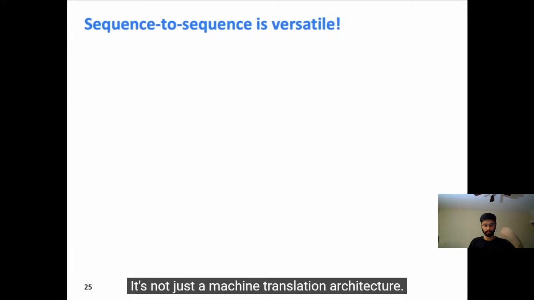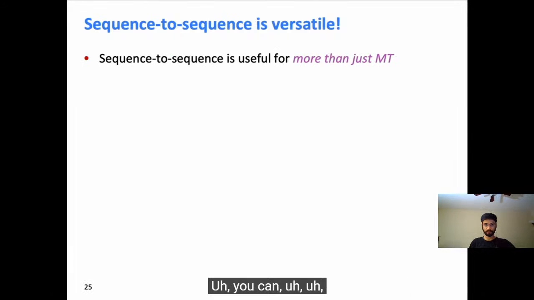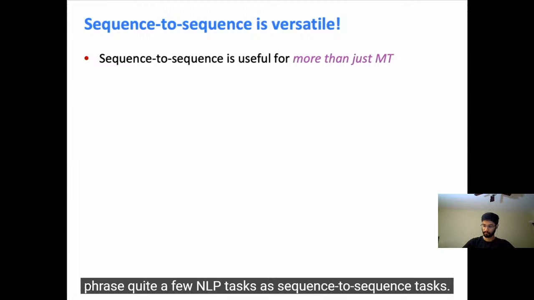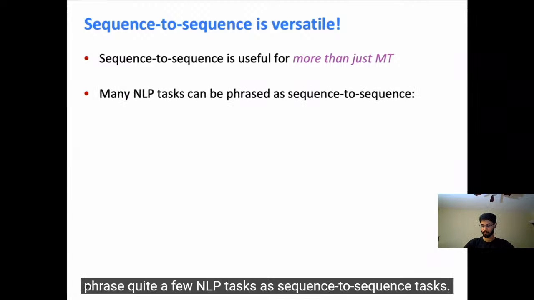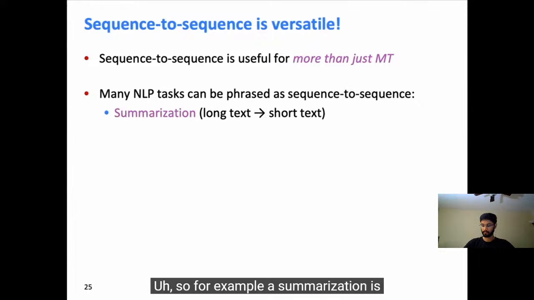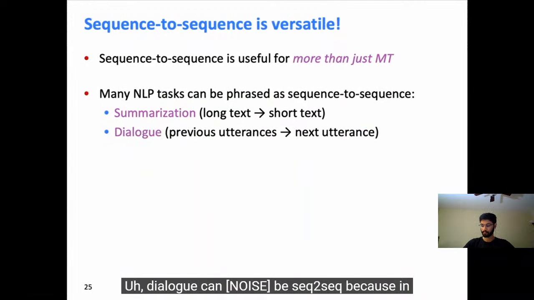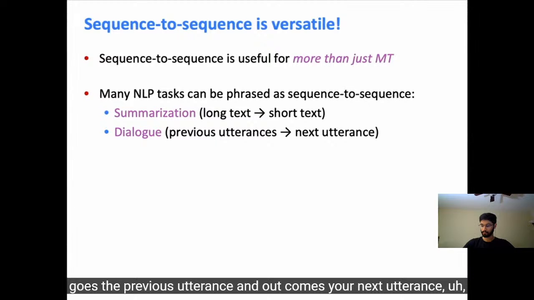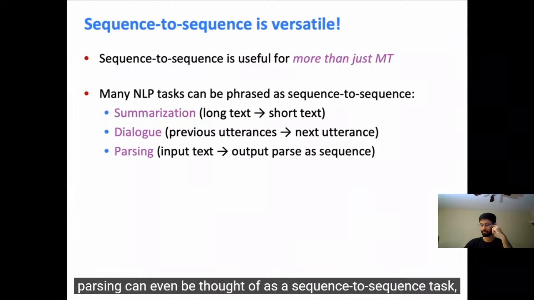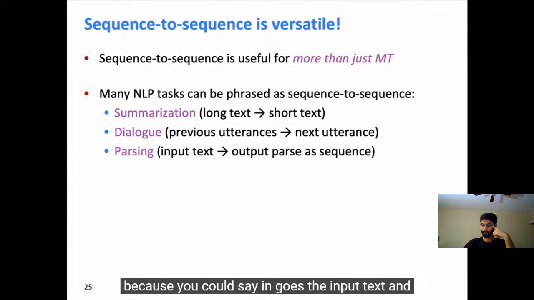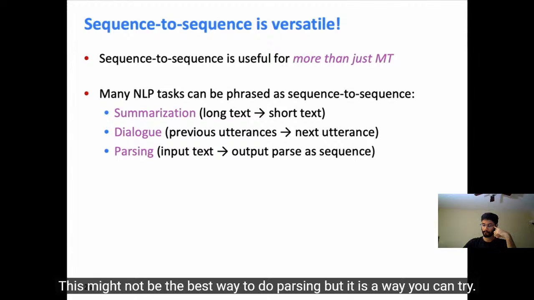It's not just a machine translation architecture. You can phrase quite a few NLP tasks as sequence-to-sequence tasks. So for example, summarization is a sequence-to-sequence task because in goes your long text and out comes your short text. Dialogue can be seq2seq because in goes the previous utterance and out comes your next utterance. Parsing can even be thought of as a sequence-to-sequence task because you could say in goes the input text and the output parse is going to be expressed as a sequence. This might not be the best way to do parsing, but it is a way you can try.